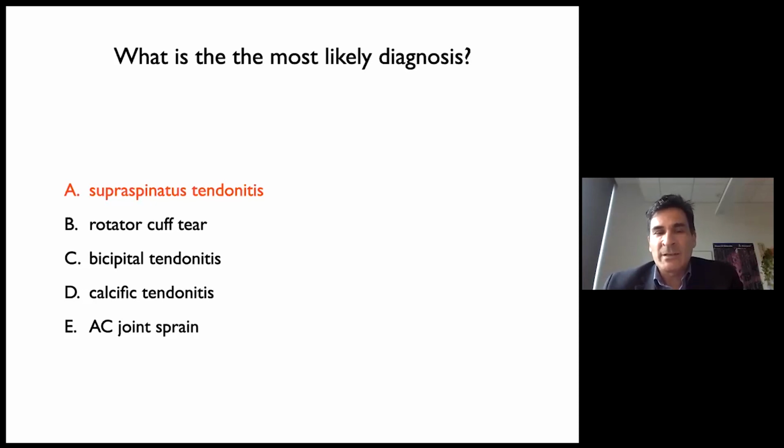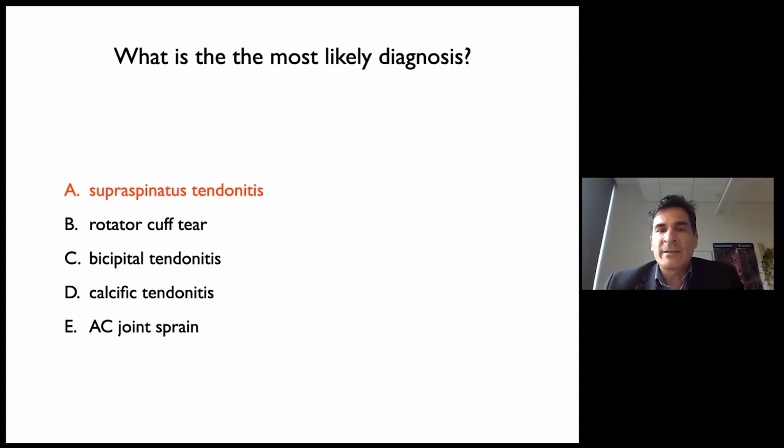Why is this the most likely diagnosis? The patient has no tenderness to palpation of the AC joint, which makes this a less likely diagnosis. There's also no pain on resisted forearm flexion, making bicipital tendinitis less likely. The radiograph of the shoulder did not show any calcific deposits, ruling out calcific tendinitis, which leaves us with rotator cuff tear and supraspinatus tendinitis.